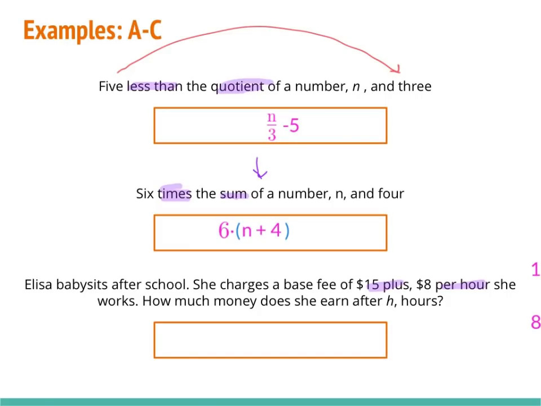Well, we know that she earns $15 plus whatever she does. So we're going to put our 15 plus, because whatever she does, she's adding $15 to it automatically. Then she's going to make $8 per hour. We know per hour means multiply. So she's going to make $15 plus 8 times the number of hours she works, or 8h. You could have written the 8 and the h in parentheses. You could have written the 8 with the dot in between the h. All of those would have been correct. I wrote 8h. So 15 plus 8 times h. That's how much money she's going to make.